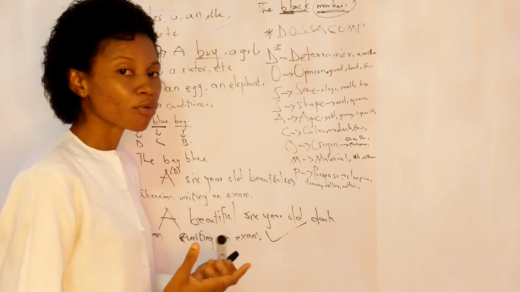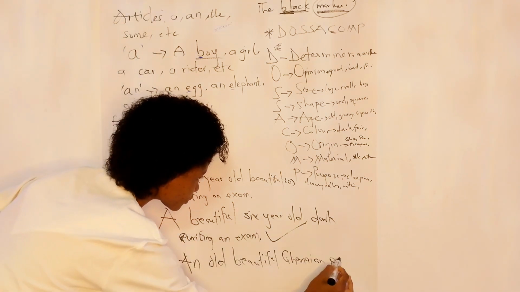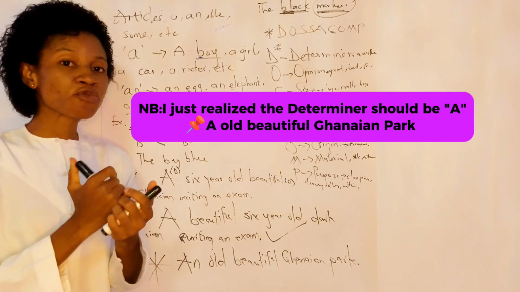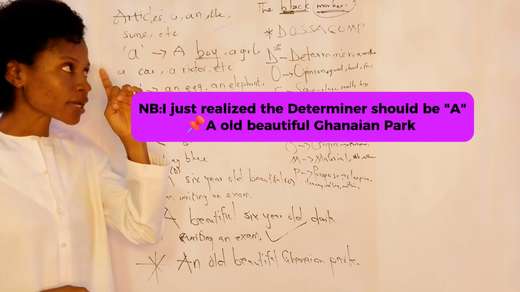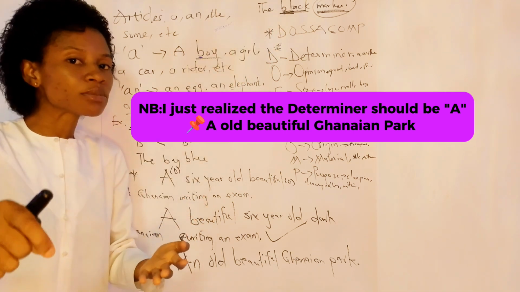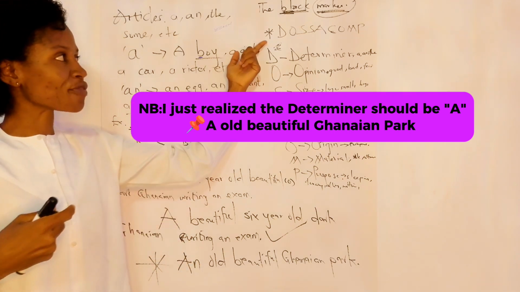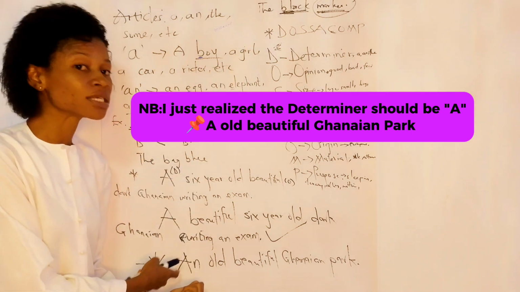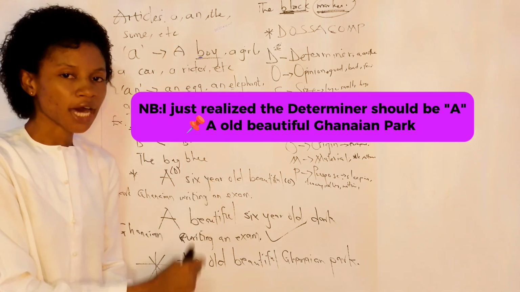Now let's look at your example for the day. What's the example today? An old beautiful Ghanaian park. Sometimes if you read the statement, you might think it is correct, but you'd be able to identify whether it is correct or not based on the order of adjectives. Sometimes it will give the correct statement and still ask you to correct it. So if you go per the order of adjectives we have here, you'll be able to identify whether the statement is wrong. This statement is indeed wrong, so please, you have to correct the statement.